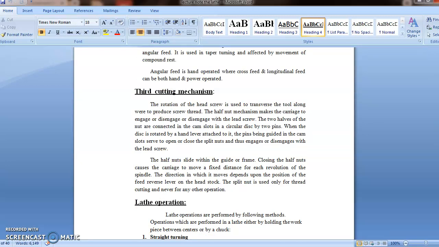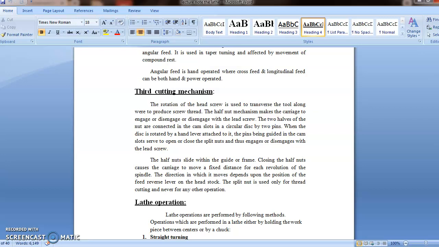Next we will see the thread cutting mechanism. The rotation of the lead screw is used to transfer the tool along the work to produce a screw thread. The half nut mechanism makes the carriage engage or disengage with the lead screw.